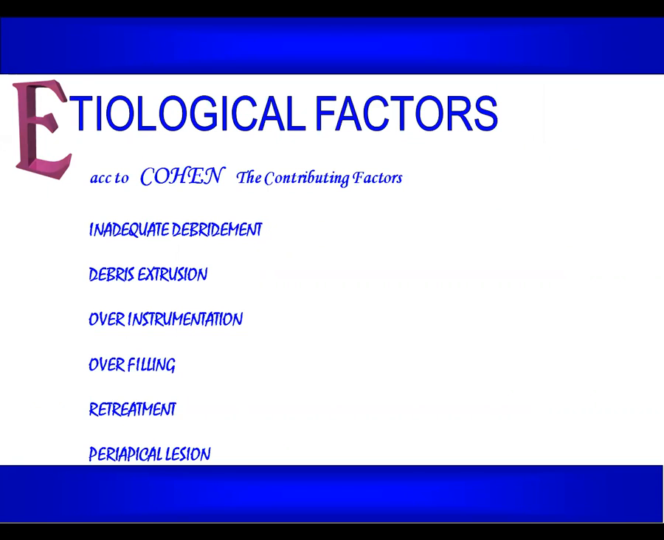Over-instrumentation refers to when the instrument goes beyond the apical foramen. It causes continuous irritation to the periapical tissue, which affects the healing process of the periapical lesion. In that, swelling, or what we say calor, dolor, rubor, takes place.